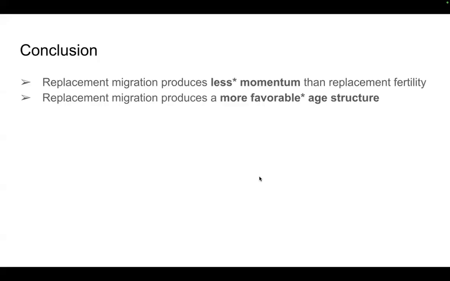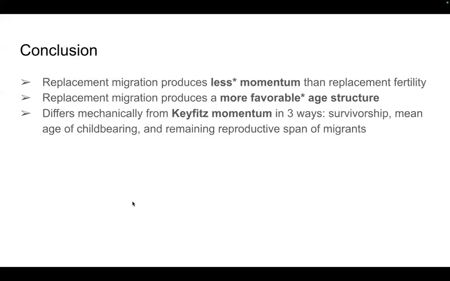Replacement migration also produces a more favorable age structure, with the caveat that it depends what you mean by favorable, but I'm taking the dominant policy view here and not necessarily a moral or normative view. And then also that momentum due to replacement migration differs mechanically from Keyfitz's momentum in three ways, or we can think about it this way at least. We have a survivorship difference, a mean age of childbearing difference, and then a remaining reproductive span of migrants difference.